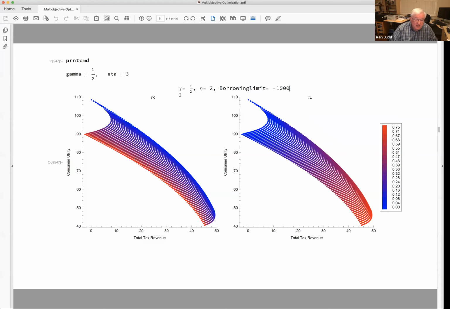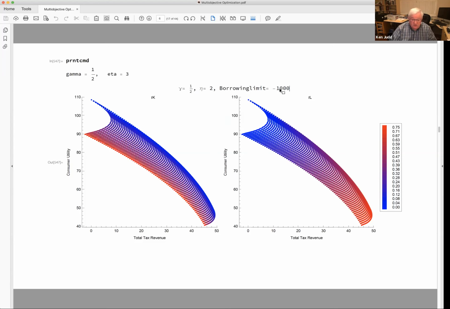Now then, as you change the utility parameters, but keep the borrowing unlimited, the borrowing limit is 1,000. This should be the asset limit. The assets have to be above negative 1,000. Anyway, sorry for the sign confusion.